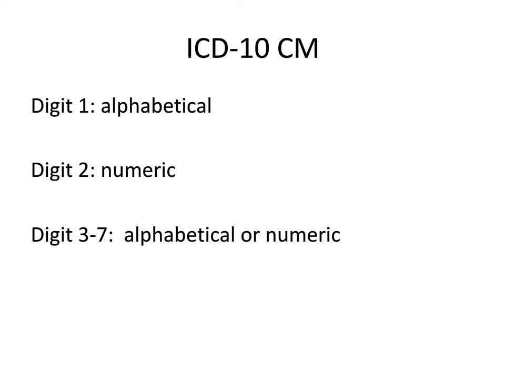But the important thing to know is that the first character is going to be a letter, which is going to correspond to the category. The second character is going to be a number. And then the third through seventh characters can be alphabetical or numeric.